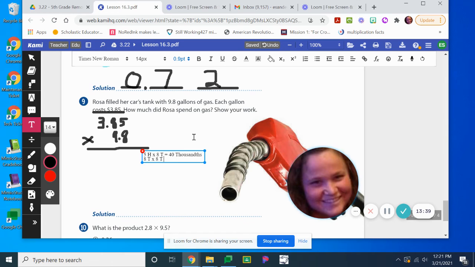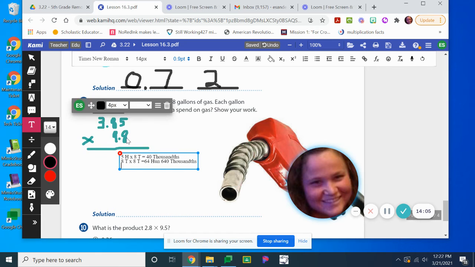Now, a tenth times a tenth is a hundredth. So 8 times 8 is 64 hundredths, but I need them all in thousandths. So I need to add an extra 0 to get me to thousandths. So 640 thousandths. Okay, I'm going to drag this over here to make my life easier.